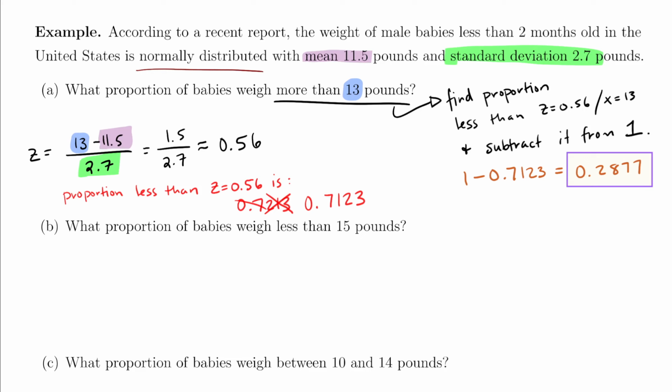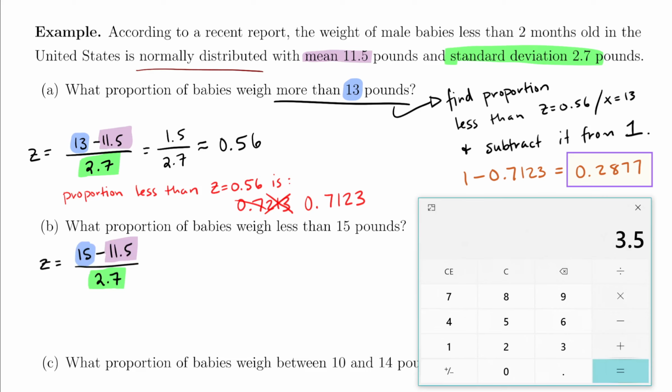So in our next question, we have what proportion of babies weigh less than 15 pounds? Less than is a direct use of the chart. So I know all I have to do here is turn the 15 pounds into a z-score, then reference the chart to find the amount of area enclosed before that z-score, which is equivalent to the probability that if I randomly select a baby, it would be less than 15 pounds, which is equivalent to the proportion of all babies that weigh less than 15 pounds here.